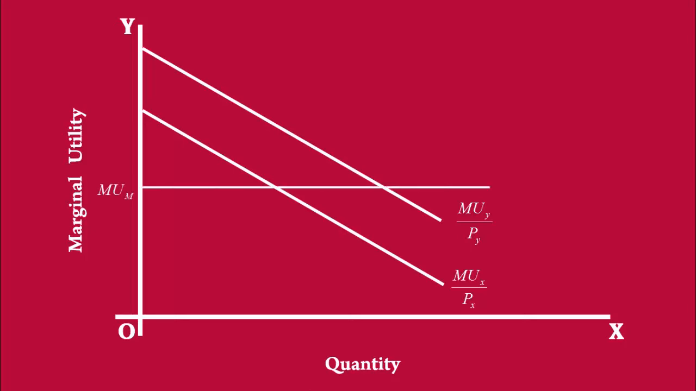MUM is marginal utility of money. He equates MUX by PX at point A. He equates MUY by PY at point B. He consumes M units of good X and N units of good Y. At these levels of consumption, the consumer is in equilibrium.